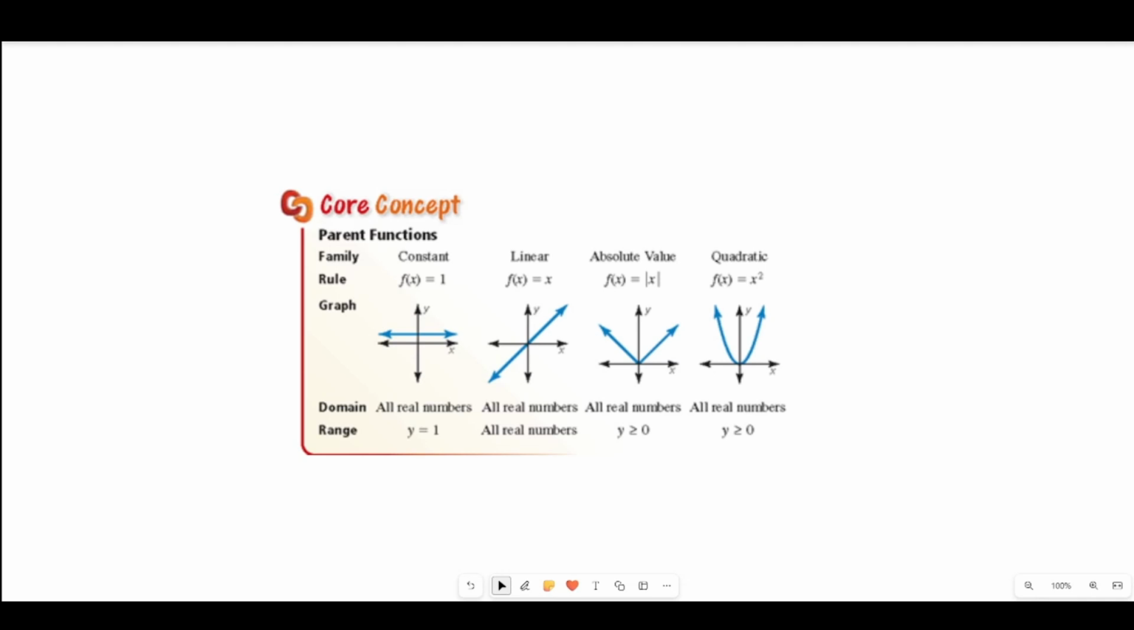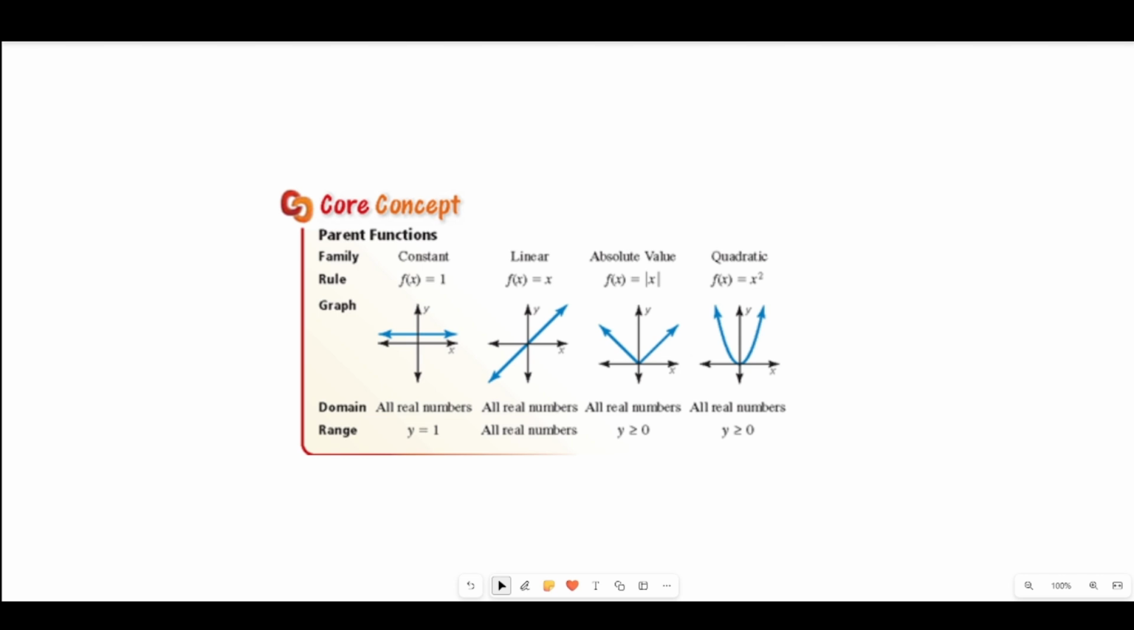In this video, we're going to be talking about parent functions and transformations. So before we begin, we're going to have a quick review of all the function types we know of. And here we have constant, linear, absolute value, and quadratic. And the equation of the parent function, and the graphs of the parent functions of each. And of course, the domain and ranges of each as well.